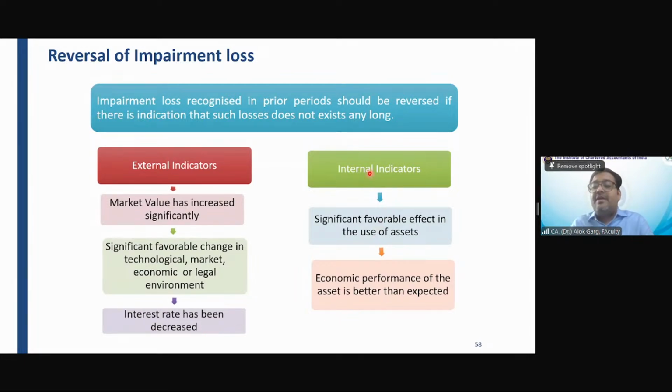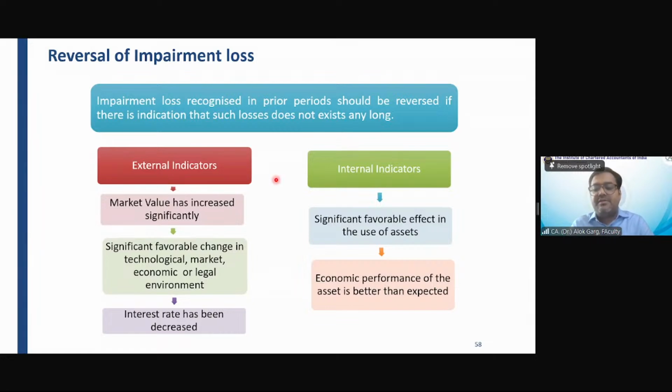What could be the internal indicator? Internal indicator of impairment was significant adverse effect in the use of the asset. The favorable internal indicator is significant favorable effect. Economic performance of the asset is better than expected. So friends, if there are favorable indicators, external or internal, which indicate that the impairment loss does not exist any longer, so the company can reverse the impairment loss.